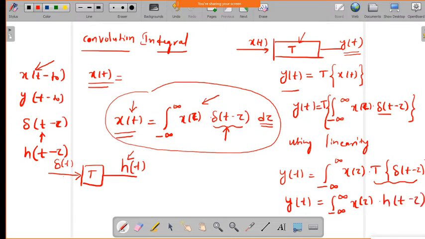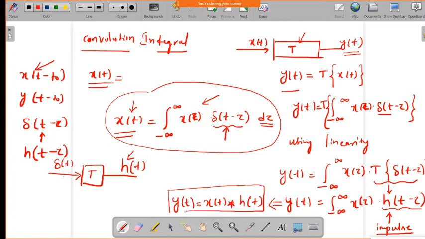The system's response to an impulse signal is called the impulse response. We discussed this in the discrete domain also, in the convolution sum. In the time domain, this is the impulse response. So we can call y of t the convolution integral, that is, y of t equals x of t convolved with h of t. This is the convolution integral.